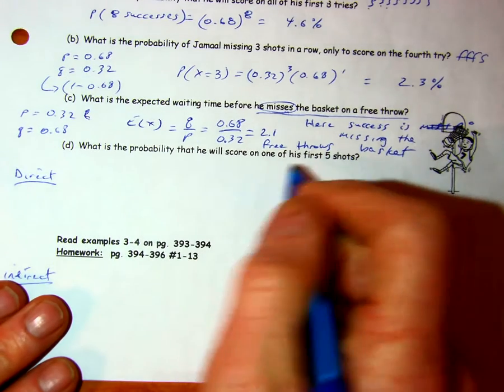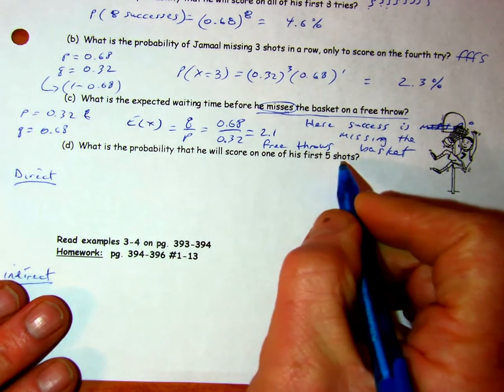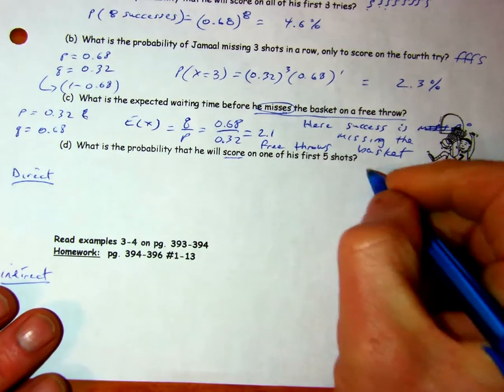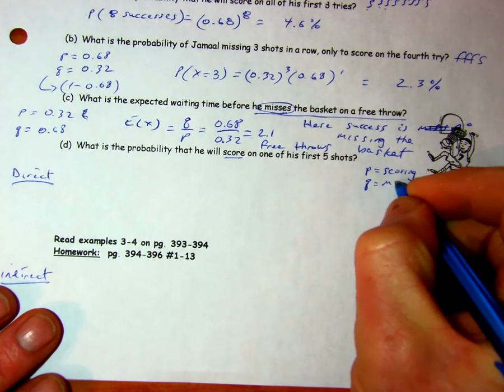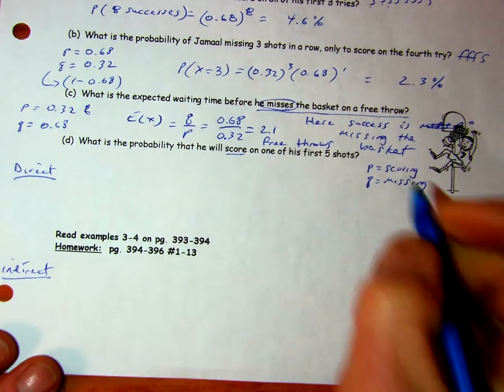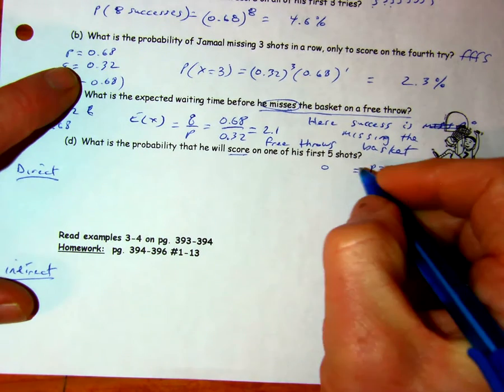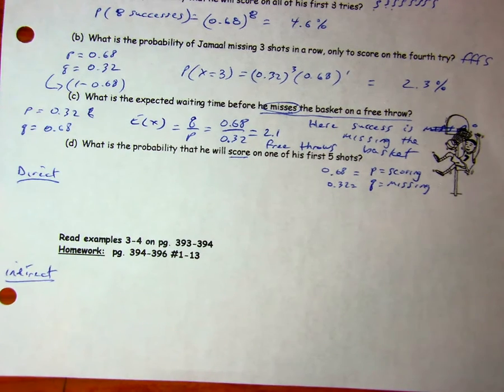So now, what's the P? What is the probability that he will score on one of his first 5 shots? Oh, one of his first 5 shots. So scoring is a success. So P equals scoring. Q equals missing. Right, and scoring was 0.68. All right.